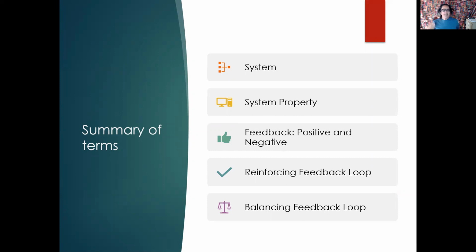We've talked about positive and negative feedback and two kinds of feedback loops. And those are the ones you'll most likely choose one of those kinds of systems to draw for this week's assignment. So we'll end there for this section.